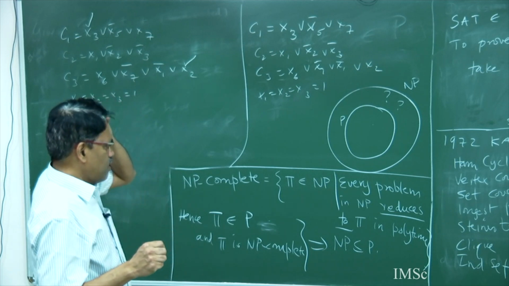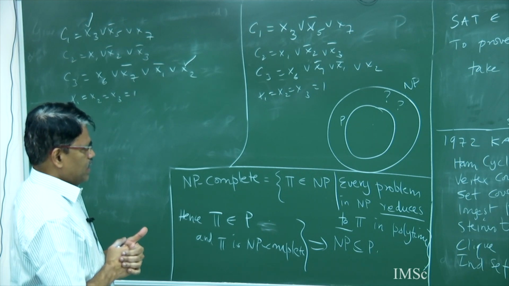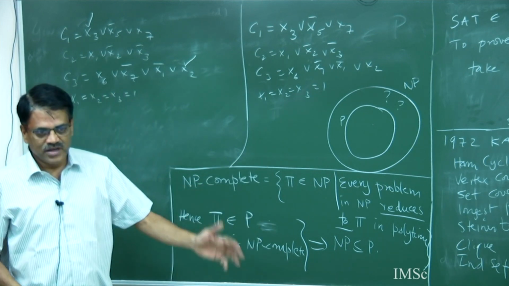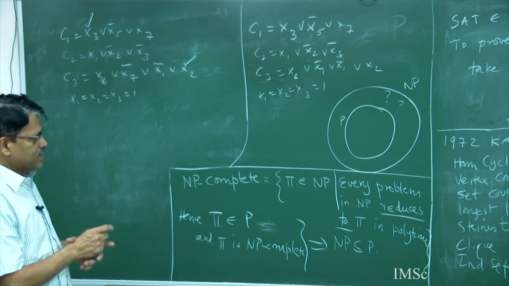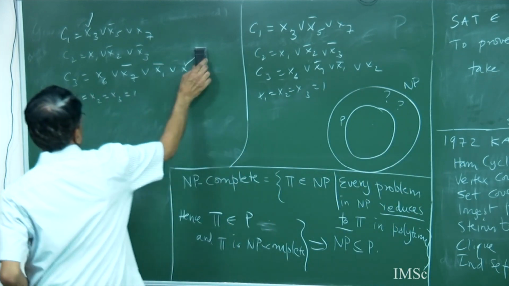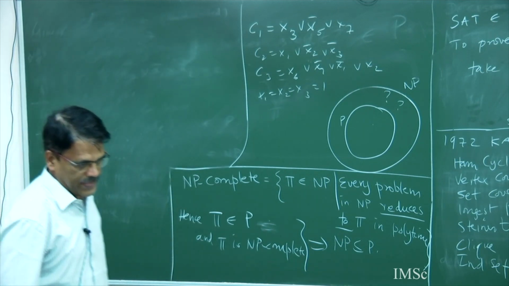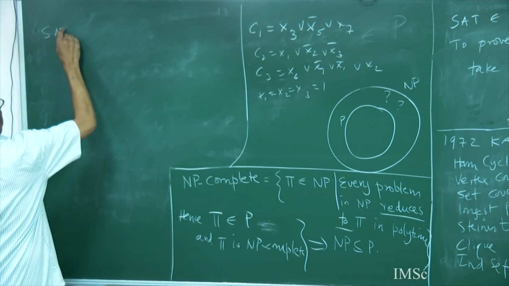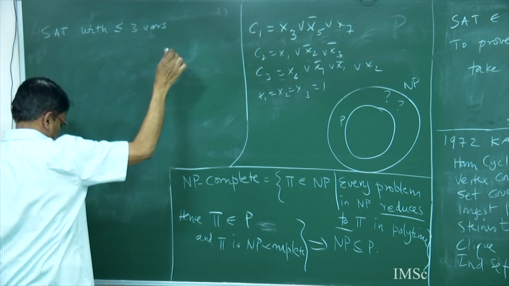So, now let us try and get our hands on trying to show problems NP complete, and it is all about reducing to problems. We have seen it in the course, like I said, bipartite matching and max flow. It is just that we are now trying to do it for a different class of problems. Okay, so let us try and show this problem: SAT with at most 3 variables in a clause.